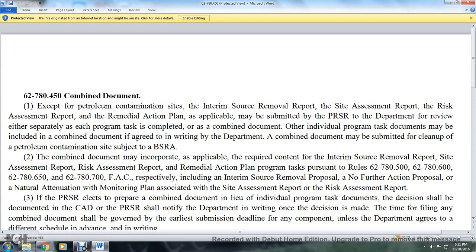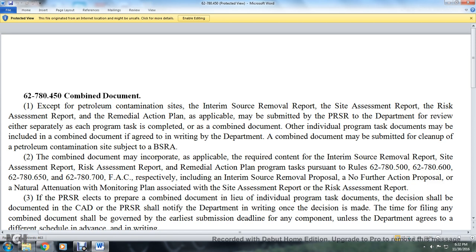All right, combined documentation. Each of the reports, except the petroleum contamination site, the interim source removal report, the site assessment report, the risk assessment report, and the remedial action plan, as applicable, may be submitted to the department for review either separately or combined. Each of the program tasks may be completed with the combined documentation. Other individual program task documentation may be included with the combined document if agreed to in writing by the department.